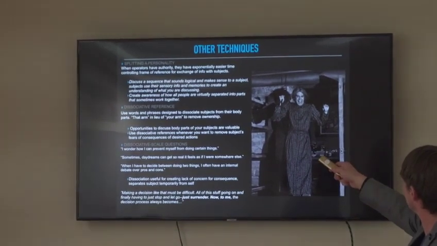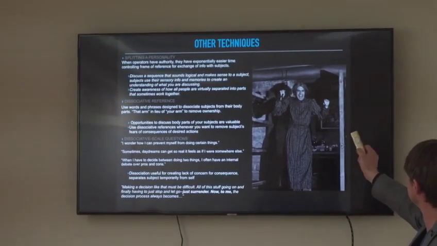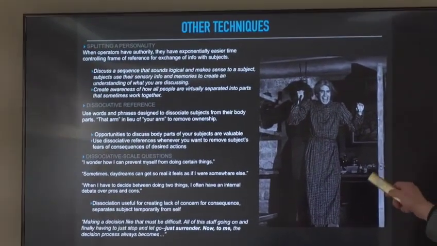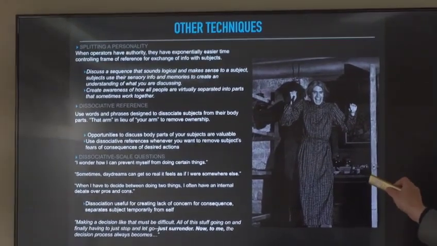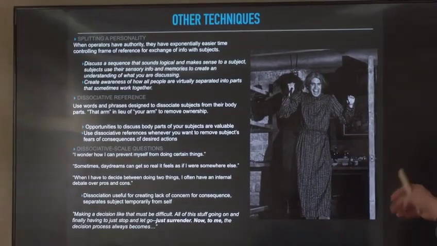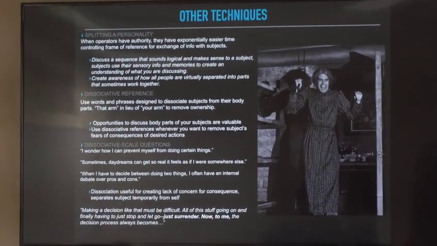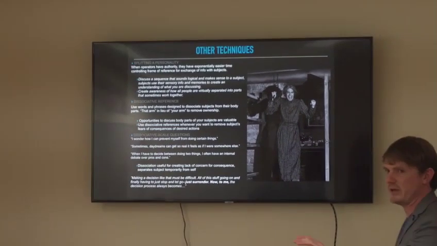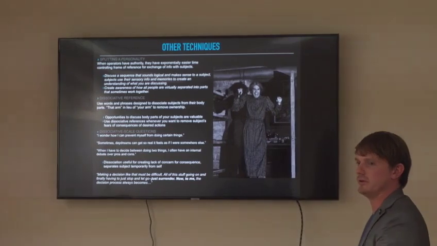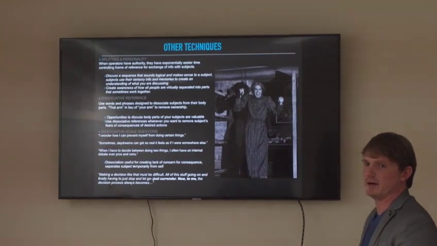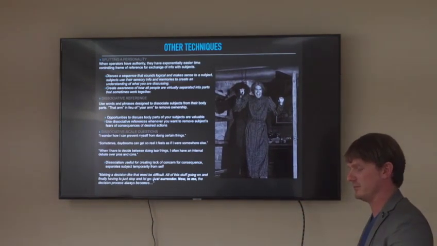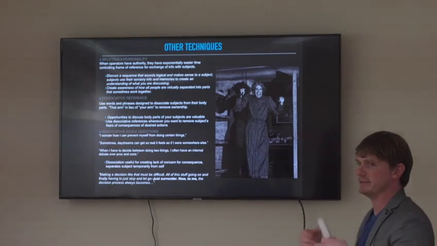Okay. When operators have authority, they have an exponentially easier time controlling the frame of reference for the exchange of info. So you want to plant the idea of, oh, what's on that arm? What's that tattoo on that arm of yours? You're dissociating them. You're saying that arm. Oh, how's the foot doing? You broke the foot the other day.